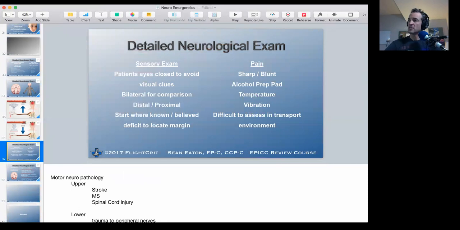If you do this NIH stroke training, you'll learn about this. When you are doing your sensory exam, make sure that you're having your patient's eyes closed. That's going to avoid any visual clues. It's going to skew your assessment, okay? And you want to be checking all of these different things. You want to be checking bilaterally for comparison. You want to start distal and work your way proximal, okay?